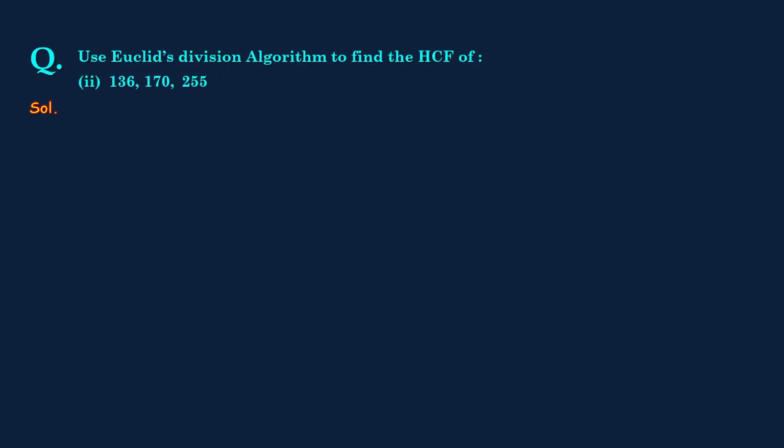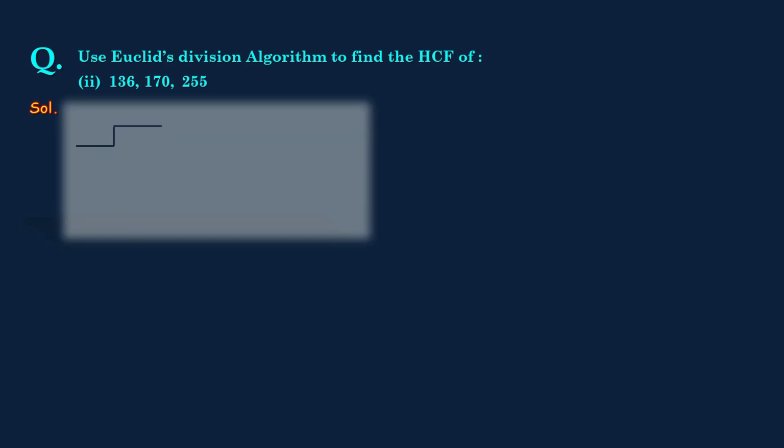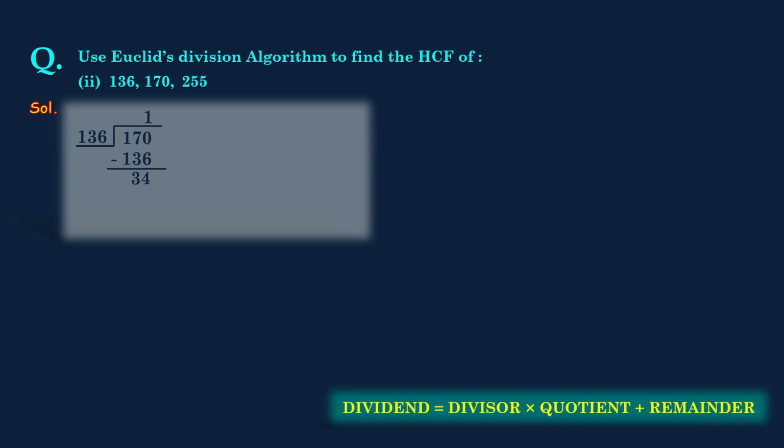Now another problem. Here also we need to find the HCF using Euclid's division algorithm. The numbers are 136, 170 and 255. First we are going to take two numbers, 136 and 170. So 136 will be the divisor over here and 170 is the dividend. The remainder is 34. Dividend equals divisor into quotient plus remainder, that is the Euclid's division algorithm. So here it will be 170 equals 136 into 1 plus 34. Now 34 will become the divisor and 136 will become the dividend.